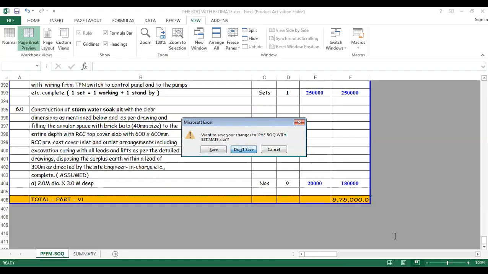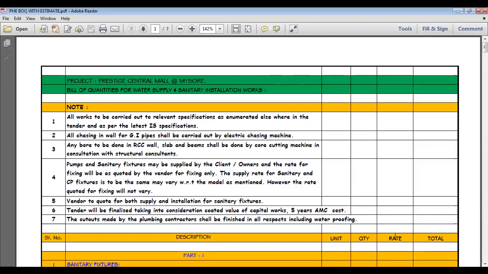Okay. Now we'll see the BOQ format. This is a typical format. This is one previous project that I have shared with you, the Prestige Central Mall at Mysore project. Quantity for water supply and sanitary installation work. For all the BOQs, we put notes on what we have considered, what we have not considered, exclusions, everything we will put in the notes.